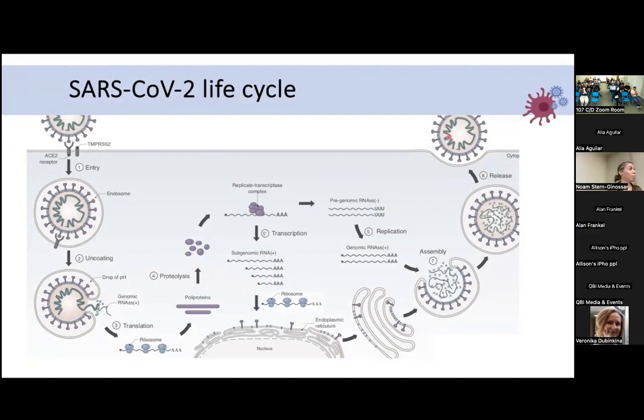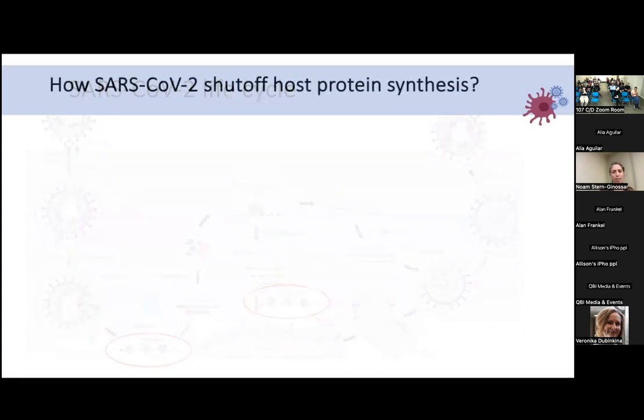And the step my lab is super interested in is this critical step in which the virus needs to recruit cellular ribosomes to translate viral mRNA. And this is critical in all viruses, DNA or RNA. Okay, so when the pandemic started, we asked ourselves if and how SARS-CoV-2 interferes with host protein synthesis. And specifically, does it cause host shutoff?